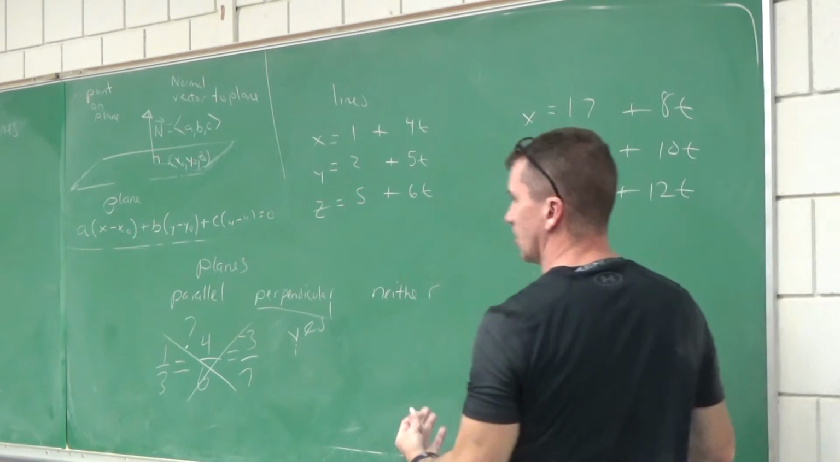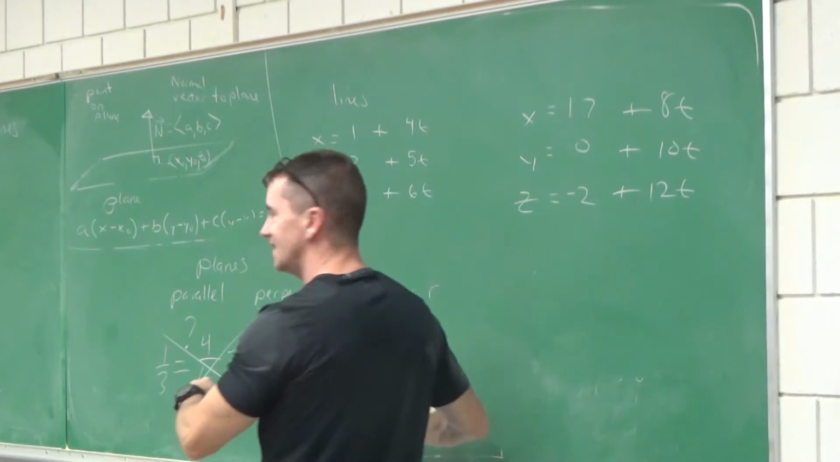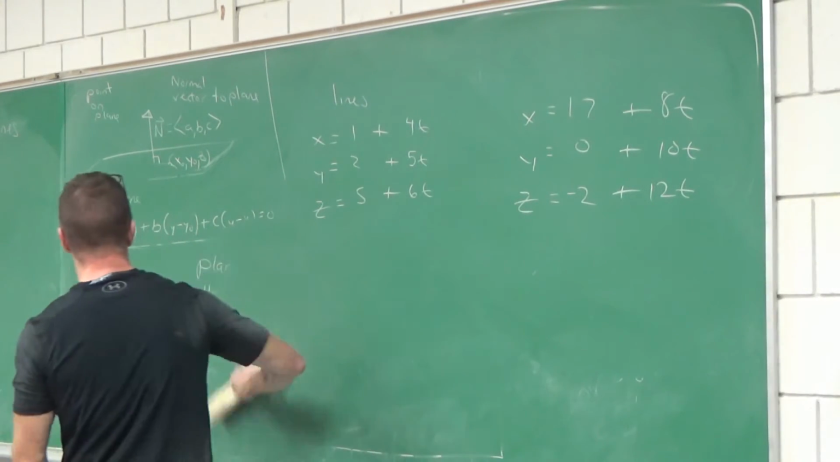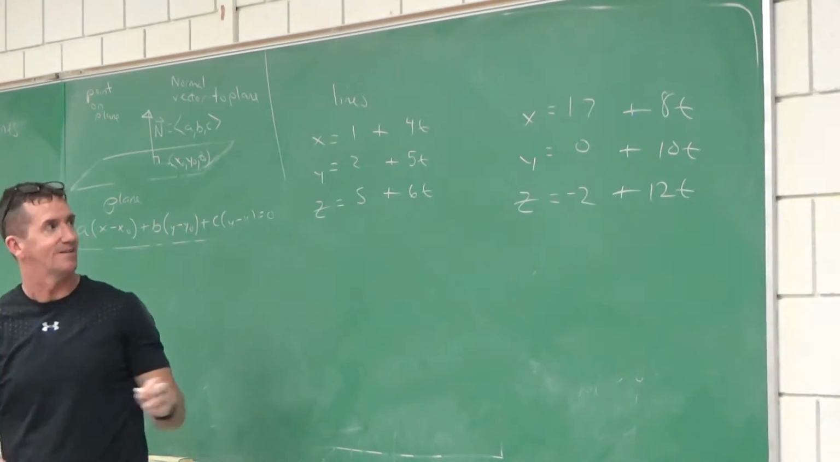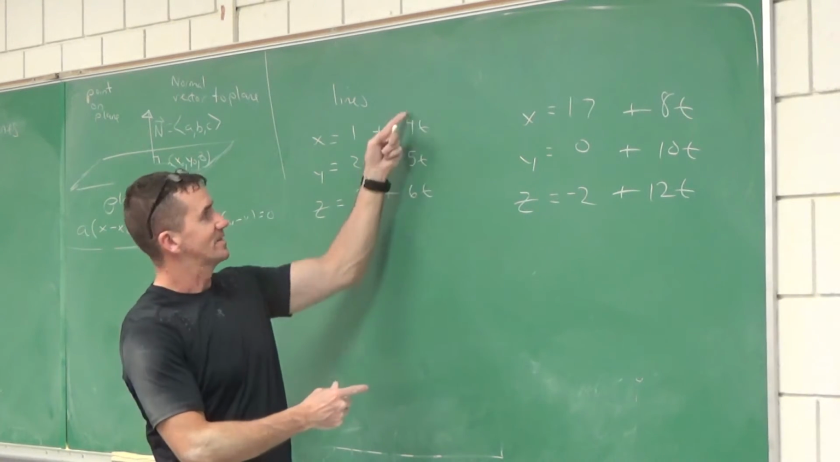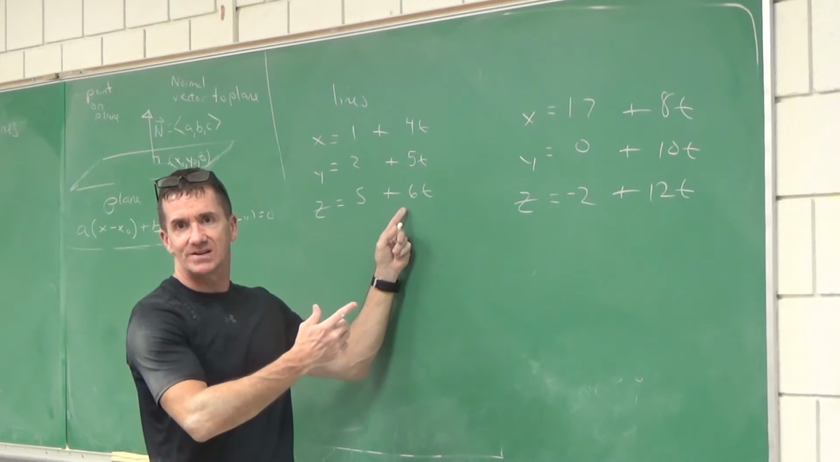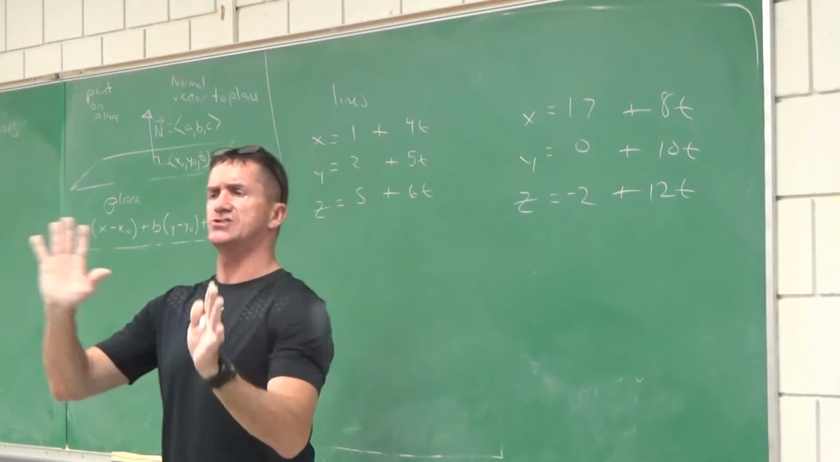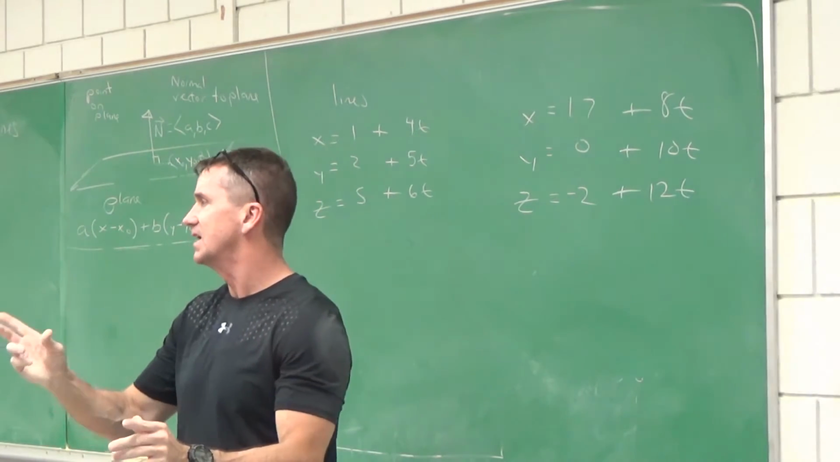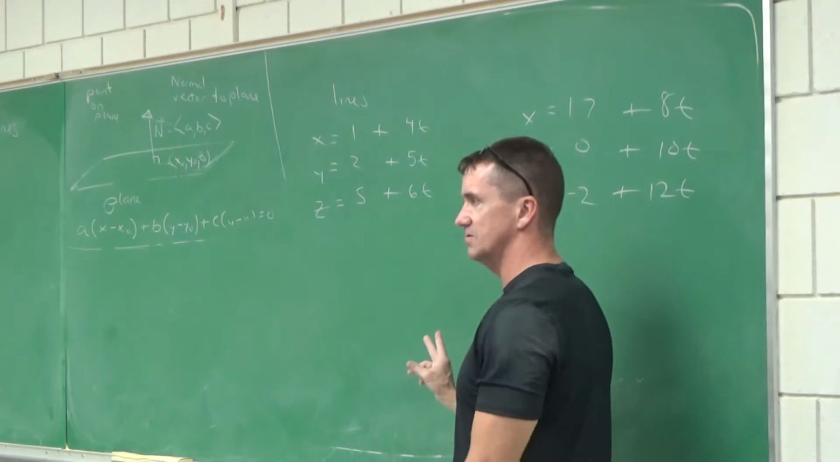Is there something we can approach similar with lines? Yes. So how do you know if the two lines are parallel? Look at the vectors in front of these t's. The parallel vectors would have to be scalar multiples of each other, which means they'd all have to be in constant ratios, true?